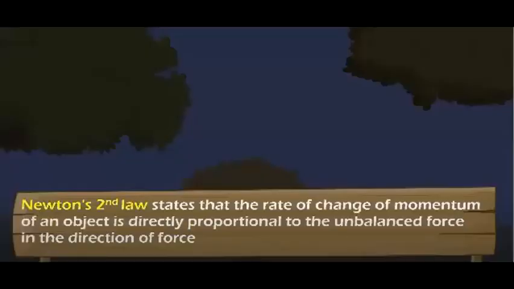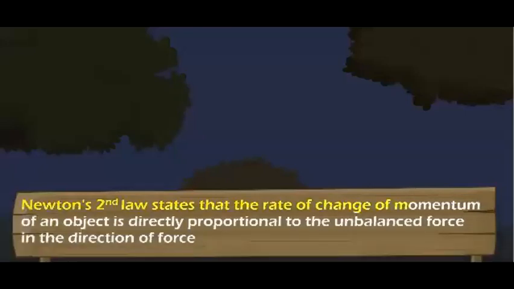Newton's second law of motion states that the rate of change of momentum of an object is directly proportional to the unbalanced force in the direction of the force. So that is called Newton's second law. I'll explain it line by line. The definition is told first, now I will explain each line.